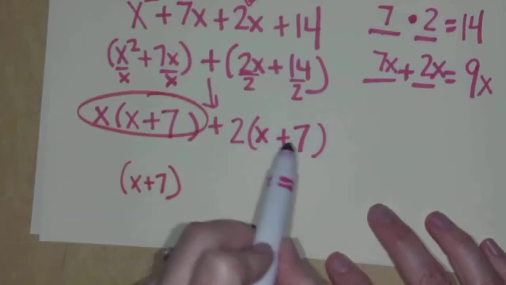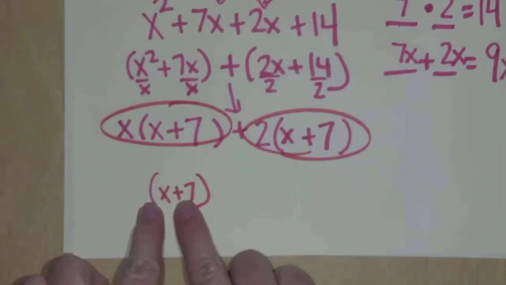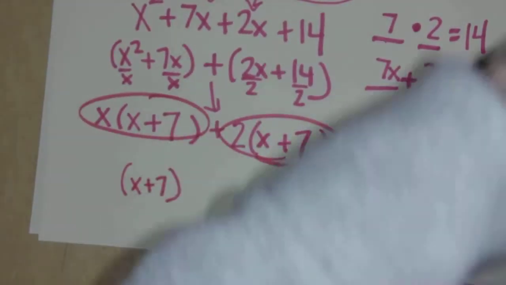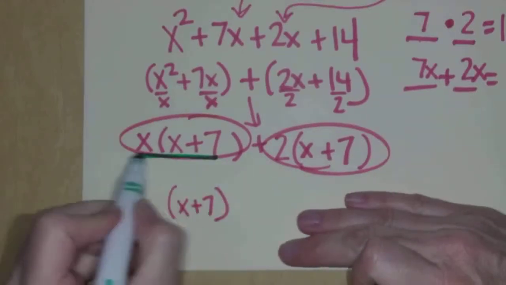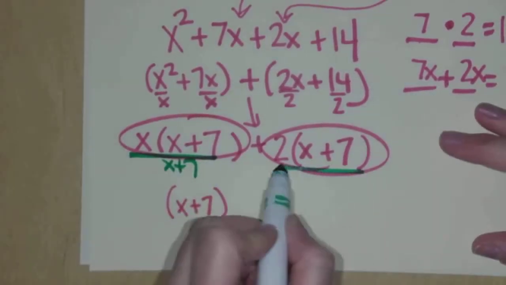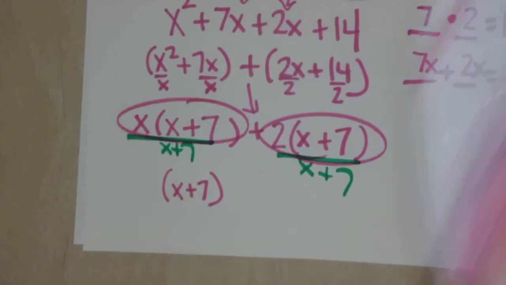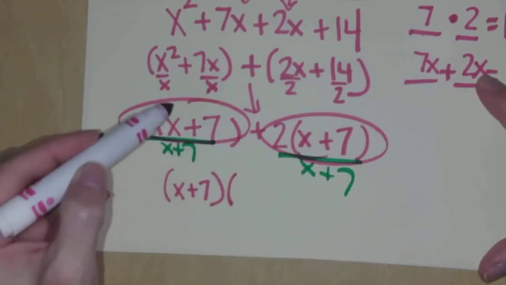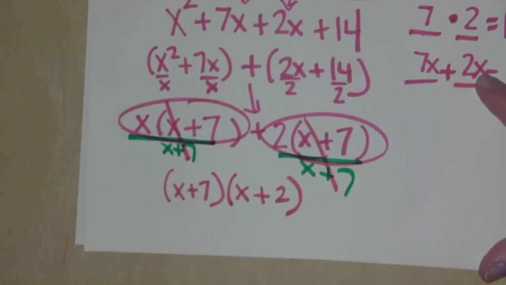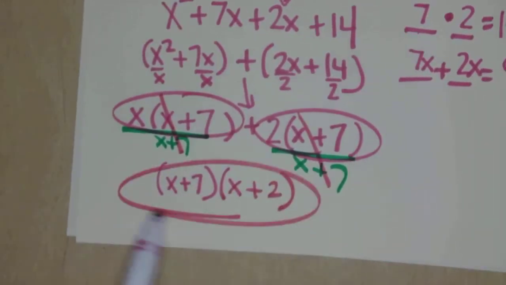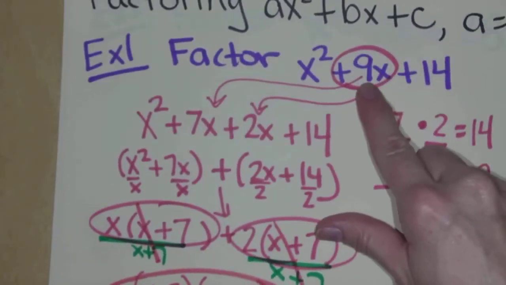Remember, you look here, you look here, and what's common is the x plus 7. If you divide each of these by x plus 7, what you're left with is x plus 2. And here's the cool thing: that's the factored version of the trinomial we started with.